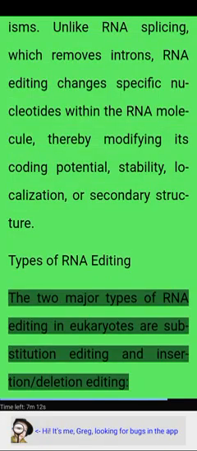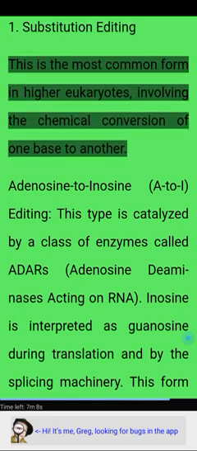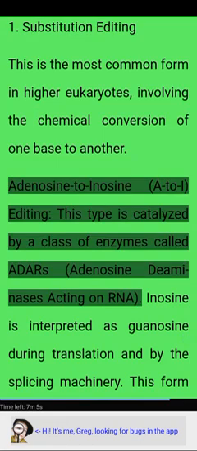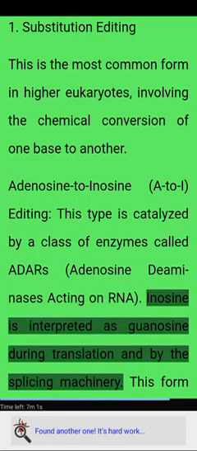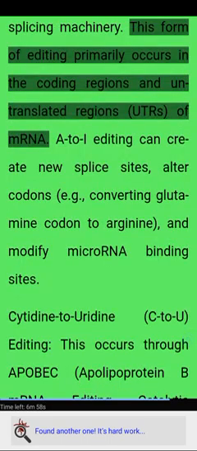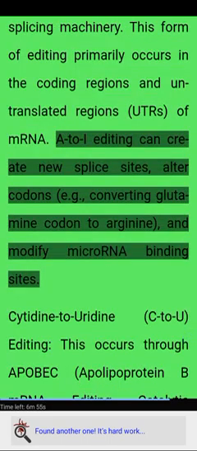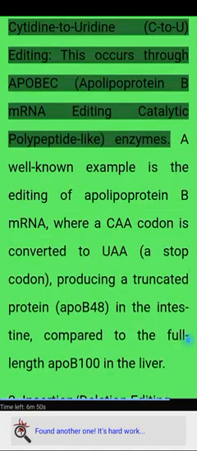Types of RNA editing. The two major types of RNA editing in eukaryotes are substitution editing and insertion-deletion editing. 1. Substitution editing. This is the most common form in higher eukaryotes, involving the chemical conversion of one base to another. Adenosine to inosine (A-to-I) editing. This type is catalyzed by a class of enzymes called ADARs, adenosine deaminases acting on RNA. Inosine is interpreted as guanosine during translation and by the splicing machinery. This form of editing primarily occurs in the coding regions and untranslated regions (UTRs) of mRNA. A-to-I editing can create new splice sites, alter codons, e.g., converting a glutamine codon to arginine, and modify microRNA binding sites.